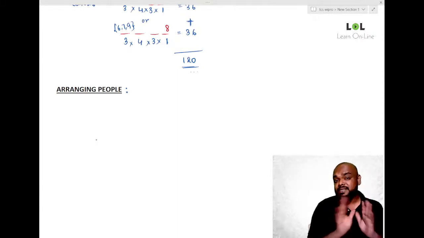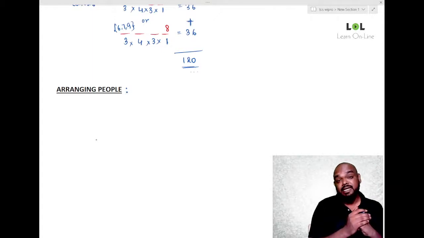For numbers, this is sufficient. I could still take you to a higher level in numbers, but this is sufficient for you. But in arranging people and forming words, yes, there will be tricky questions. All the types we will see.